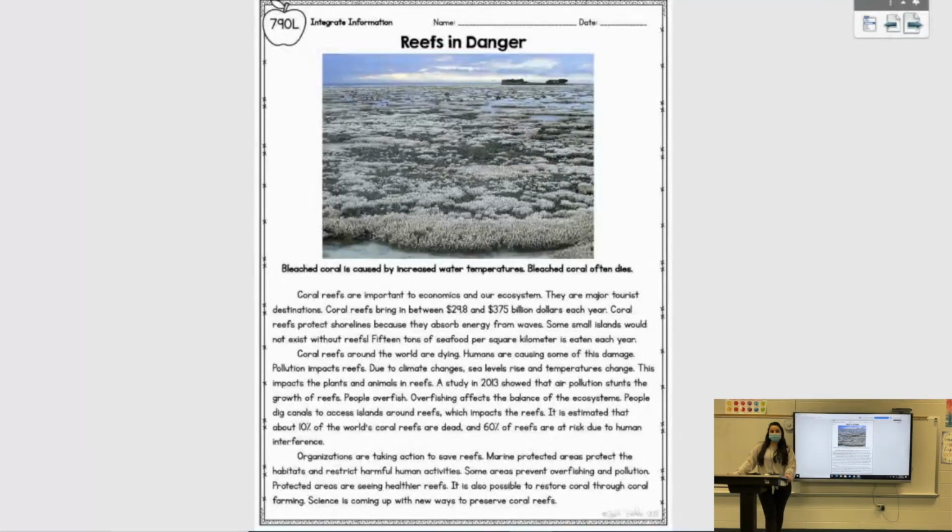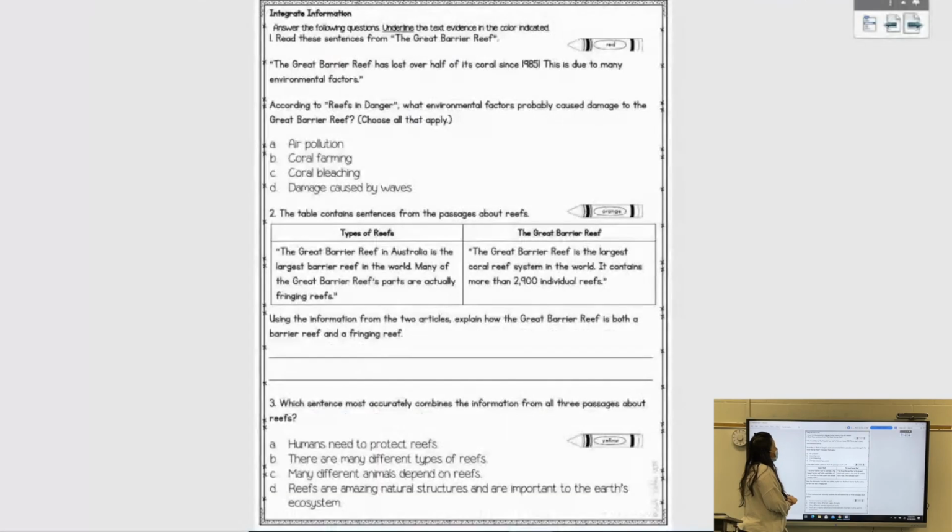Let's go ahead and answer some questions. Answer the following questions. Underline the text evidence in the color indicated. Number 1, read these sentences from the Great Barrier Reef. So that's the text. Go ahead and underline your text. That's the one we're going back to.